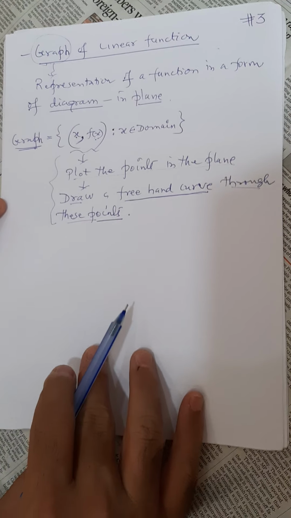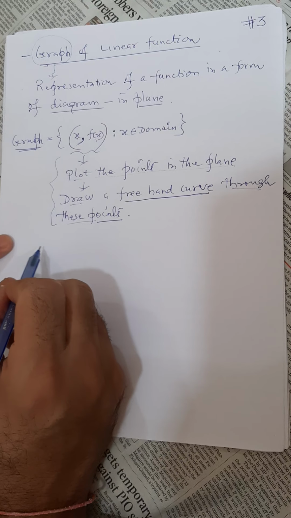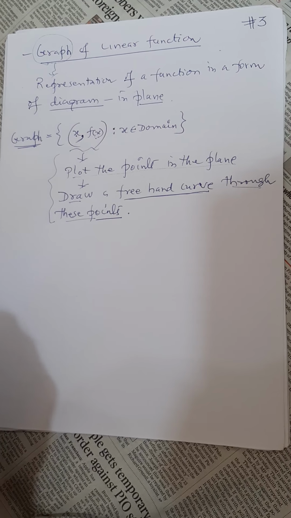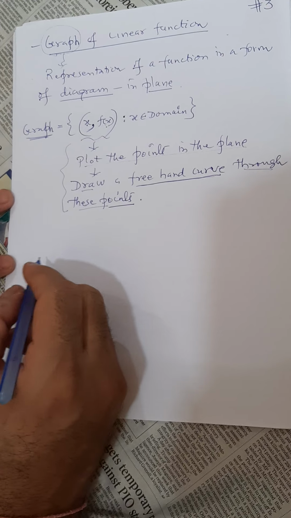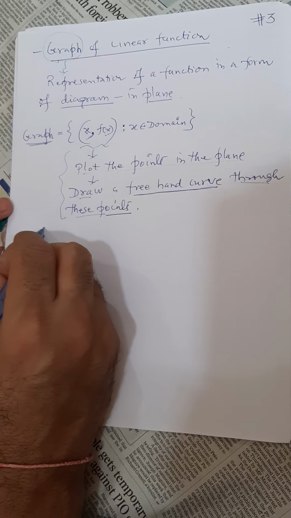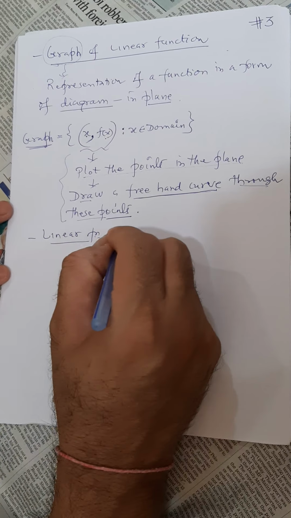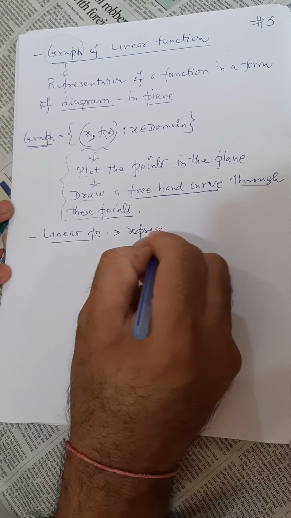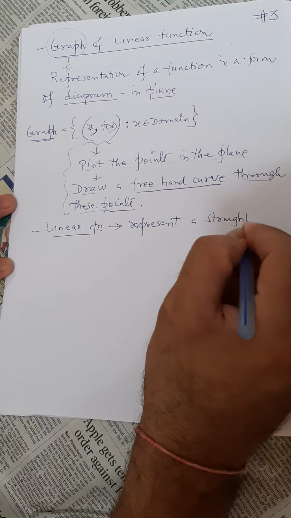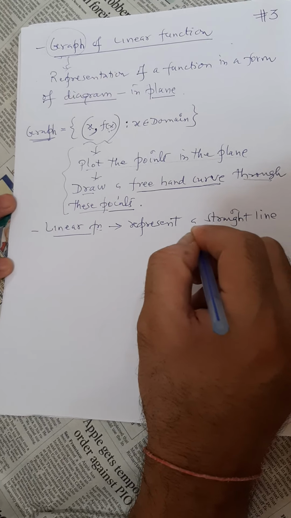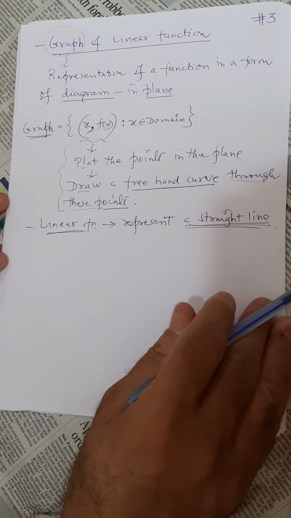This is what in general we'll do for any function. Now here we are not going to use the graph paper, we'll just draw in our book. That's called a rough graph of a function we'll see here. Now here, a linear function especially represents a straight line. In a diagram it represents a straight line. So the graph of any linear function will be a straight line.